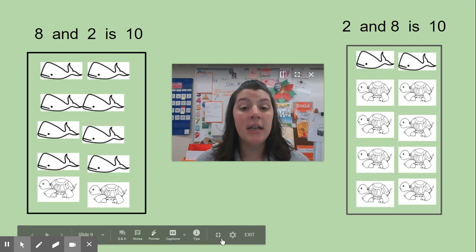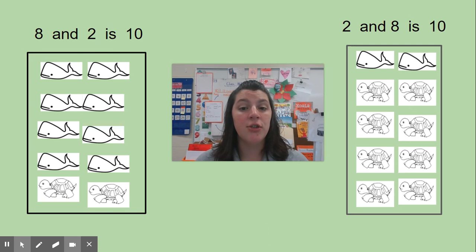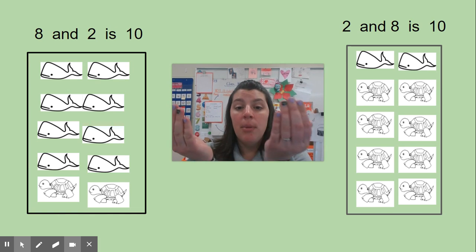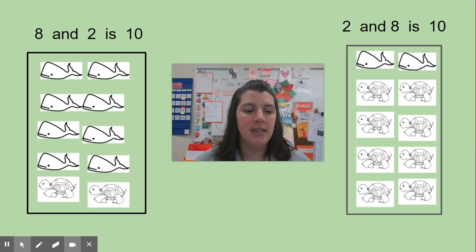So when we're decomposing numbers, we have to make sure that we're thinking about what we are representing in our groups. The total number was the same, but the groups were different in this problem.